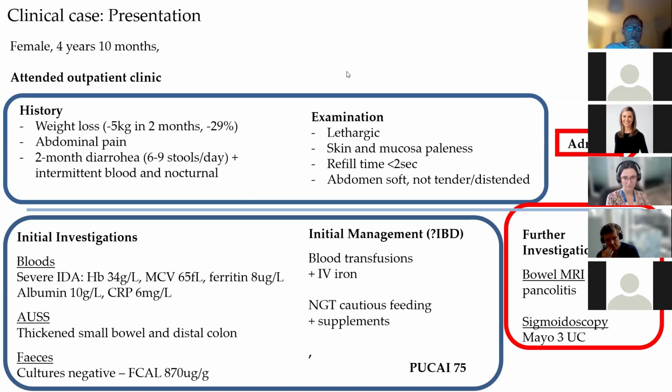We did an ultrasound to start with, which just showed thickened bowel throughout. Stool cultures were negative, and calprotectin was significantly raised. We spent the first part of dealing with this child really with resuscitating them. So came into hospital, had some iron, had some blood, had some cautious feeding, and then some non-invasive tests before we undertook a sigmoidoscopy, which showed a very severe colitis to the limit of our examination.